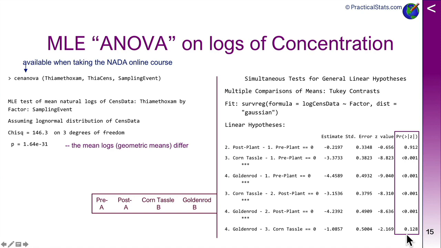So the pattern, this is what I've drawn in. Some software does this. It's not done here. Where if it's given the same letter, the means are the same. So pre and post are the same. Corn tassel and goldenrod are the same, but any comparisons across that boundary are different. And that's a lot like what we saw with the box plots.